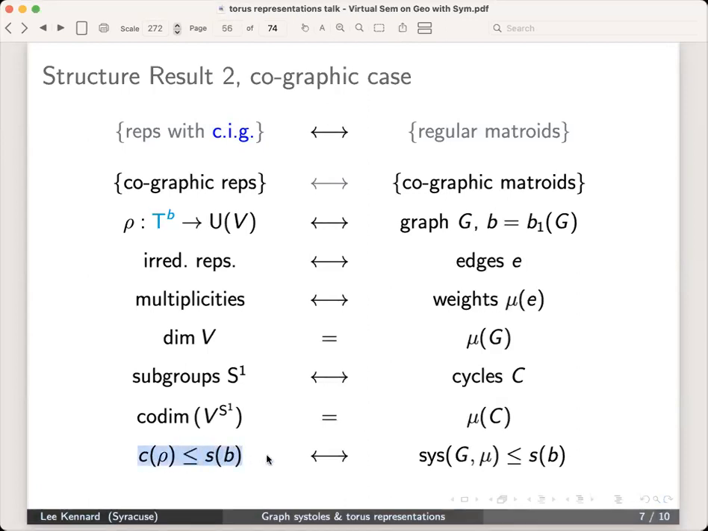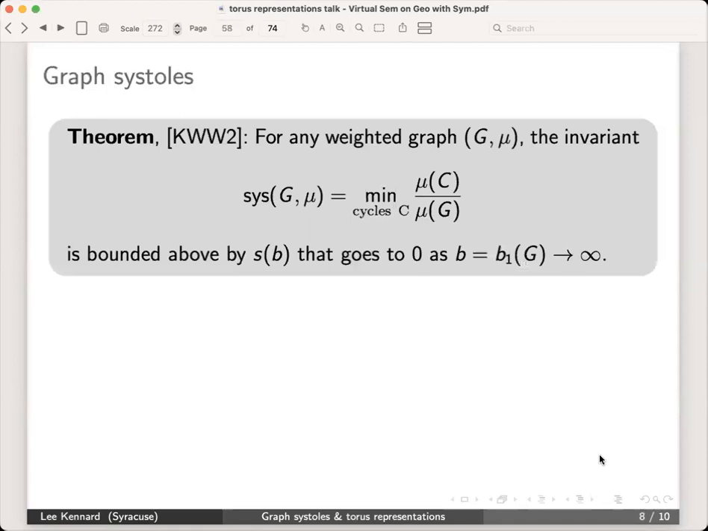So, repeating what I said, proving an upper bound for this representation invariant, in this case of cographic representations, is equivalent to proving upper bounds for graph systoles, where the graphs are, which graphs? Graphs with Betti number B. All right, so the first theorem I mentioned in the cographic case is equivalent to this theorem. This theorem says that for any weighted graph, the invariant defined in this way, minimize over cycles and take the length of the cycle and normalize it, is bounded above by a constant. We call it S of B. And again, that S of B goes to 0. And here B is the Betti number.